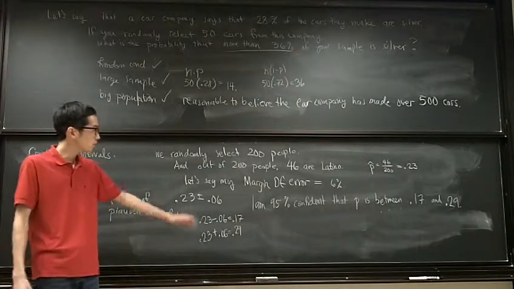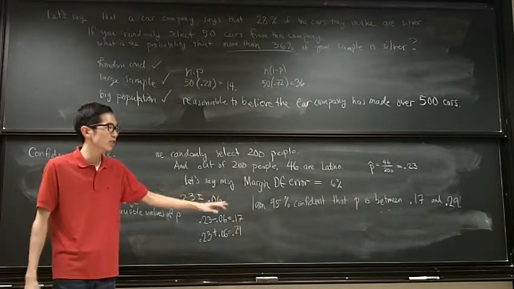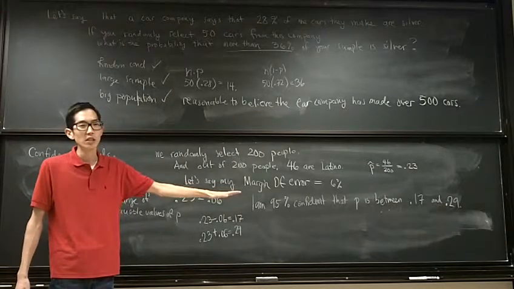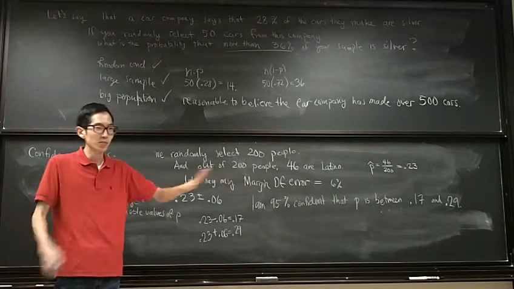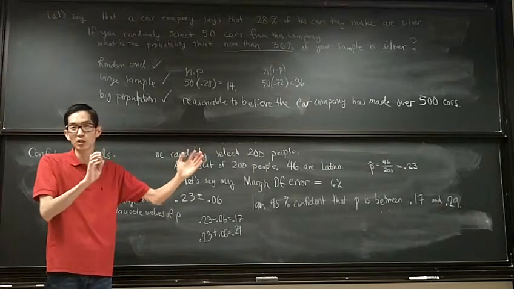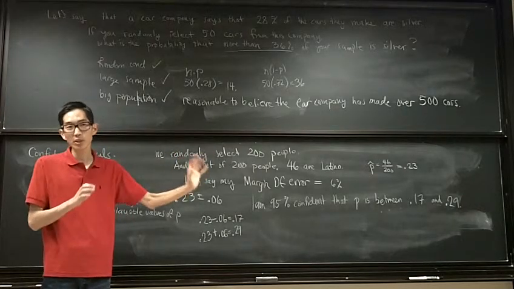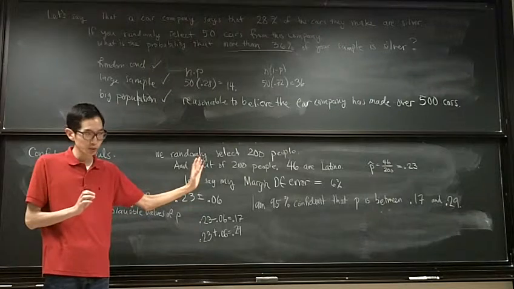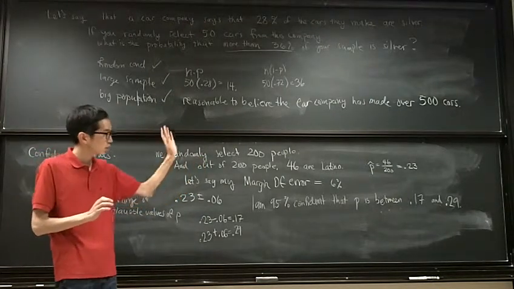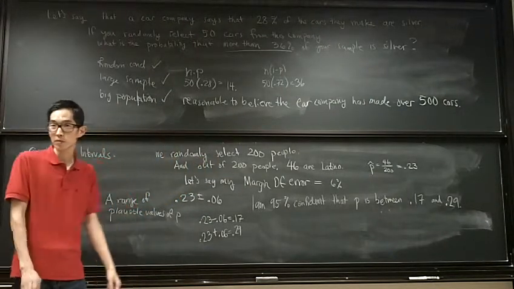But here I'm going to say, okay, well, I'm not totally confident. It could actually be something outside of the range, 17% to 29%. But I'm pretty confident that the proportion in Los Angeles that's Latino is between 17 and 29%. Okay?